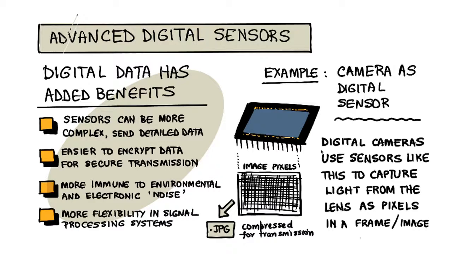Digital sensors can actually do things like encryption. It's also more immune to noise. If you've got an analog value, you can get fluctuations. If you have a poor connection, it could wobble a little bit in terms of the value. Digital doesn't do this. It's one or zero, that's it. So you've got less chance of noise getting in the way.